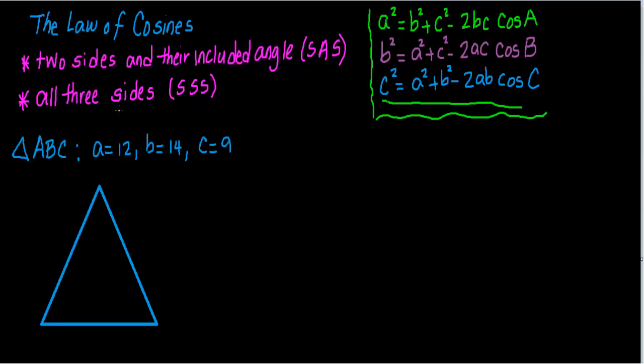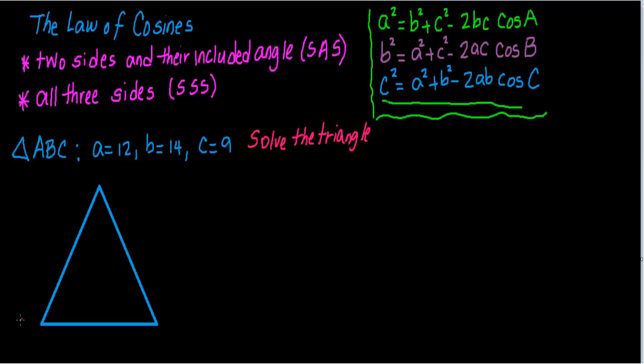For this example of the law of cosines, we're going to see the second case where we have side, side, side. Here I have the information for the triangle, and the instructions are: solve the triangle. Okay, we're going to solve the triangle, which means find everything that's missing.